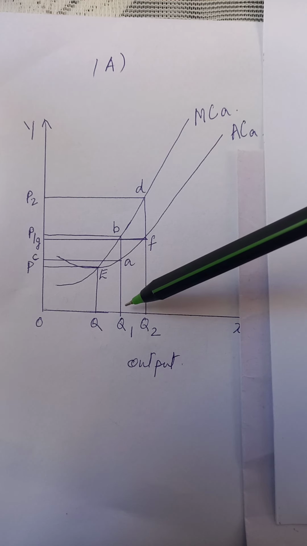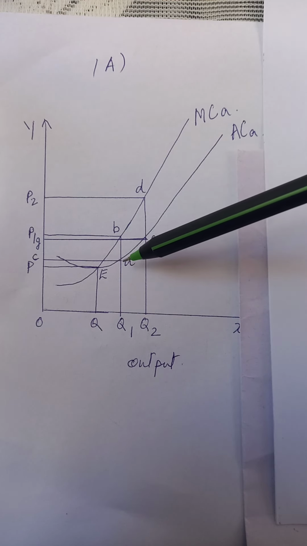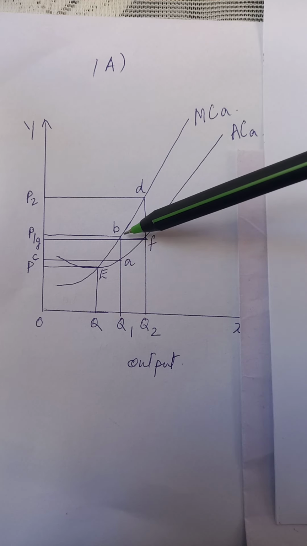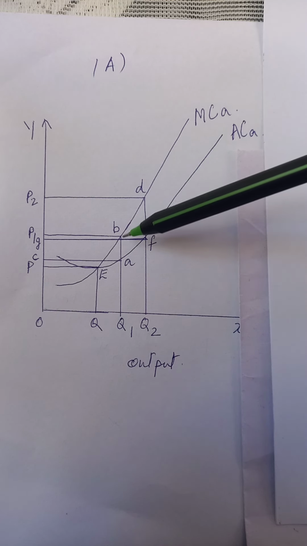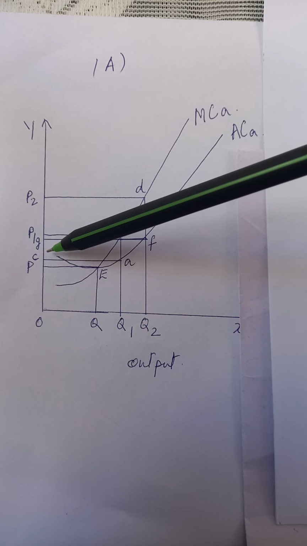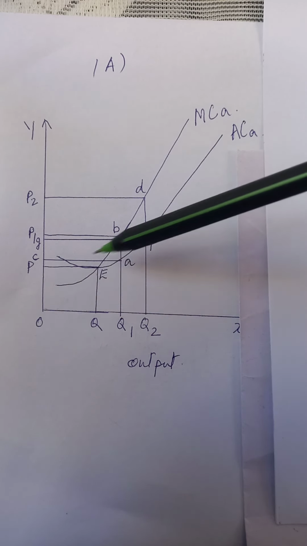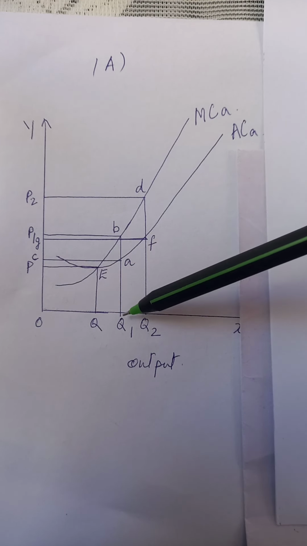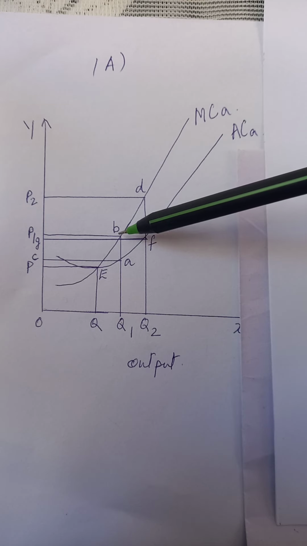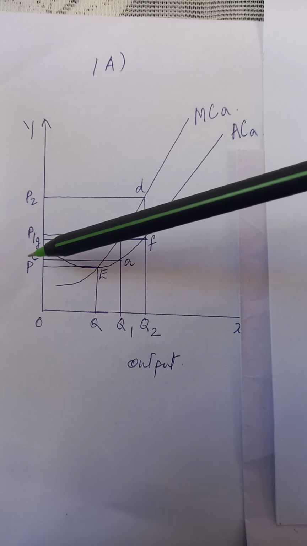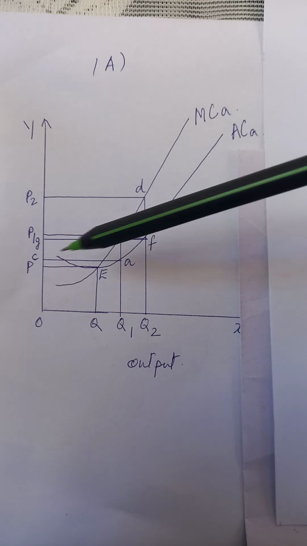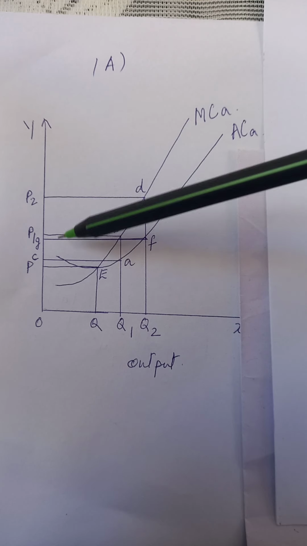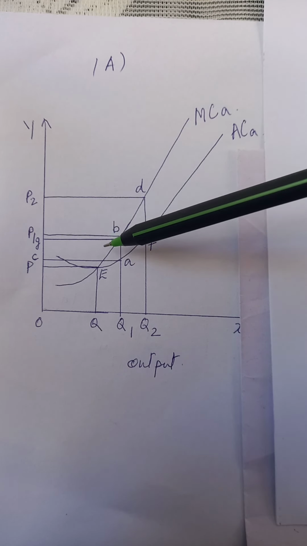That means there is a difference of AB, and this AB here is the rent per unit of this very plot. Okay, and if we multiply this rent per unit AB with the total output AC or Q1O, here AC is the same as Q1O, if we multiply this BA with AC, we get the total rent, which is equivalent to BACP1. This is the total rent that is being enjoyed by this plot of land.